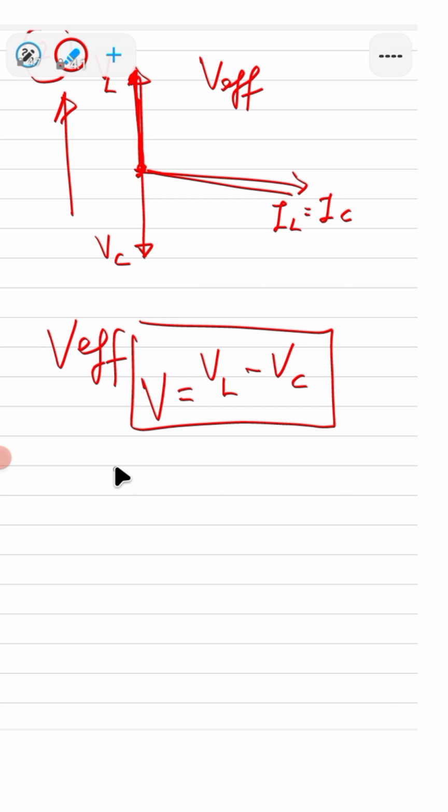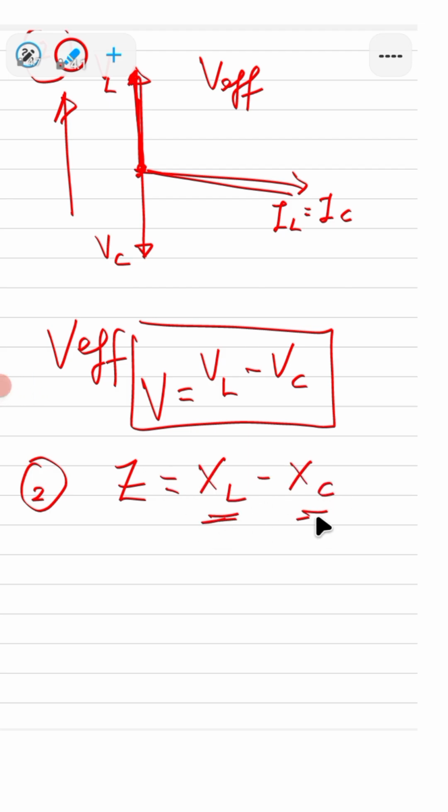If you are doing your impedance, Z will just be XL minus XC. Please, it's XL that will subtract XC. It's not XC minus XL. VL also subtracts VC. When you are doing L and C, most of the time you're not squaring anything or taking square roots. It's just normal subtraction, since the two of them are in the same vertical direction. So for V, VL minus VC. For Z, XL minus XC. I hope you understand that one.